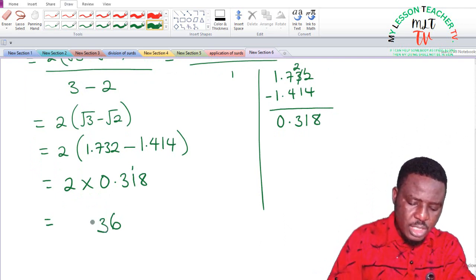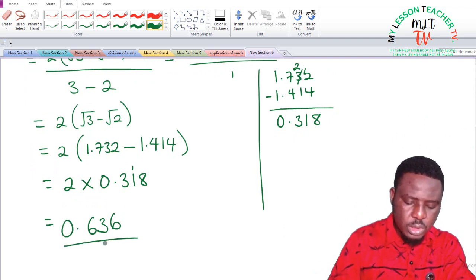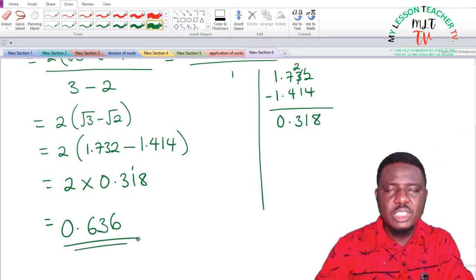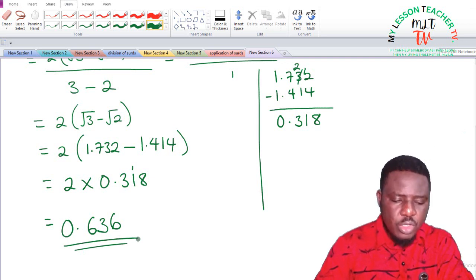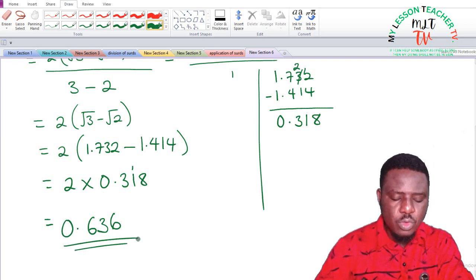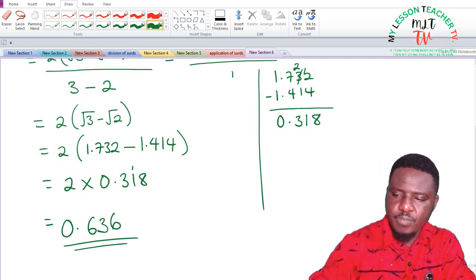And 2 times 3 is 6. 0 times 2 is 0. So this is your answer. Without the use of a calculator, I have been able to simplify this.